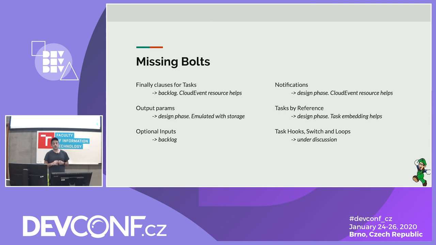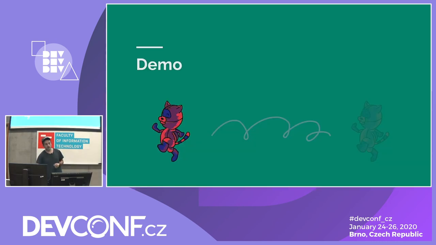And we don't have any notification, but we are working on the design phase with cloud events. We don't have a way to have remote tasks, which was what I was talking about before. But there is a huge PR, and a colleague of mine has been working heavily on this. And we don't have hooks, switch, and loops, which is something that we want, and or we don't want. And so we've been working on it. I encourage whoever is interested to join us on the discussion.